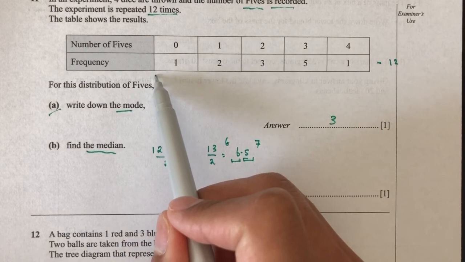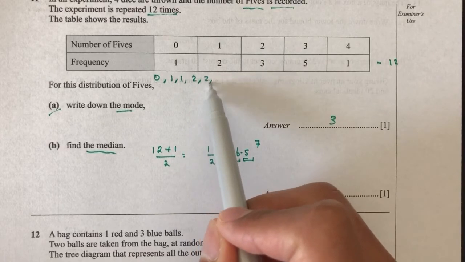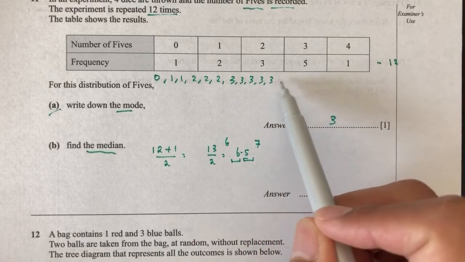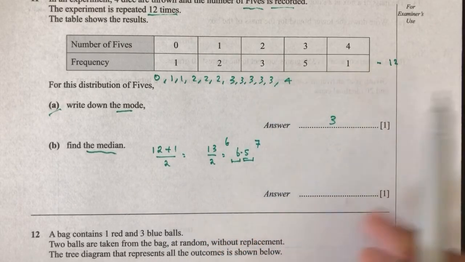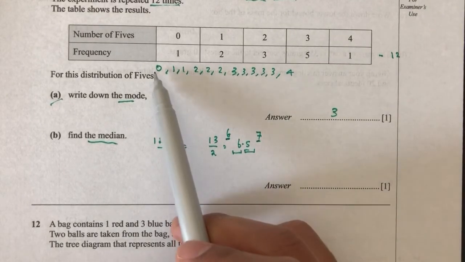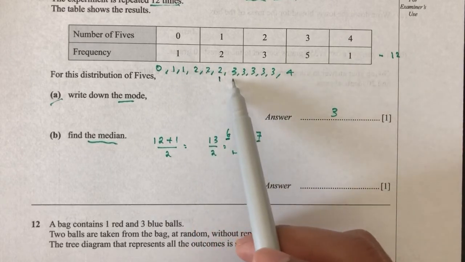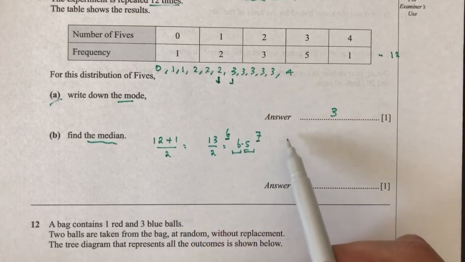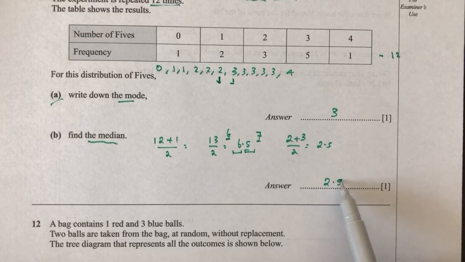If you want to write this down, you can write it like this. The first one is 0, second one is 1, 1, this one is 2, 2, 2, and then 3, 3, 3, 3, 3, and then 4. So we have 1, 2, 3, 4, 5, 6, 7, 8, 9, 10, 11, 12. So here, as you can see, we have to find the 6th element and the 7th element. So 1, 2, 3, 4, 5, 6, and the 7th will be here. So we have to find the average of those two elements. So you get 2 plus 3 divided by 2, that will be 2.5. Your value will be 2.5 for the median.